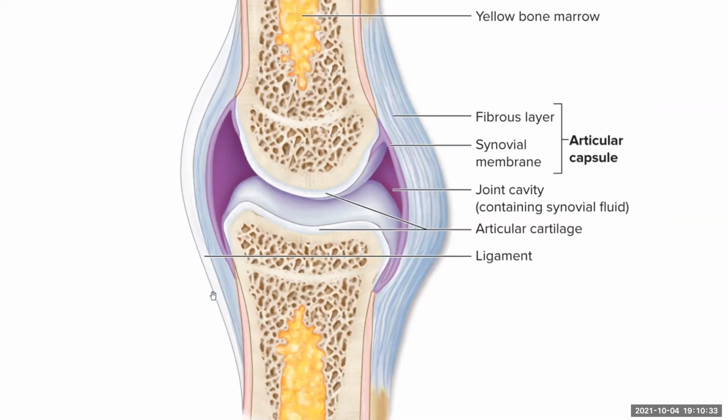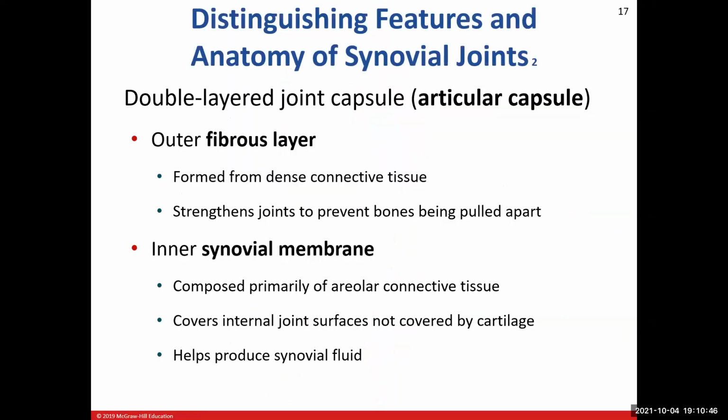And then you'll notice over here on this part of our picture, part of what we're seeing on this joint capsule is going to be a ligament. And so we're going to hit all that important stuff. I'll go back and forth and show you. All right, so let's start by talking about the joint capsule or the articular capsule.